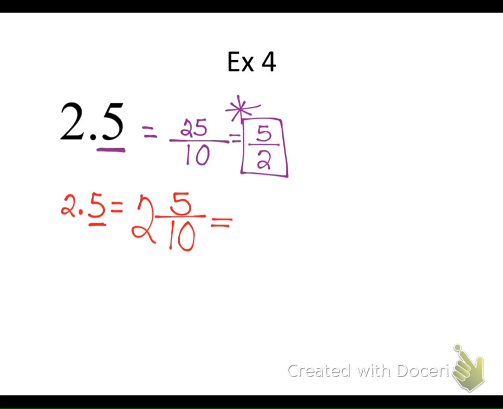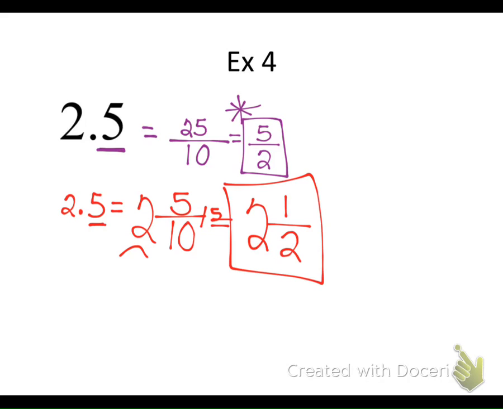We're going to have to reduce this. So what am I going to reduce this to? 5 and 10 are both divisible by what? 5. So what's 5 divided by 5? 1. What's 10 divided by 5? 2. Okay, what's my whole number I throw up in there to make this a mixed number? 2. So yeah, 2 1/2.